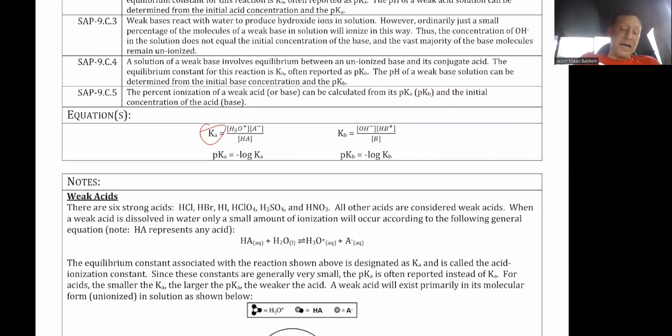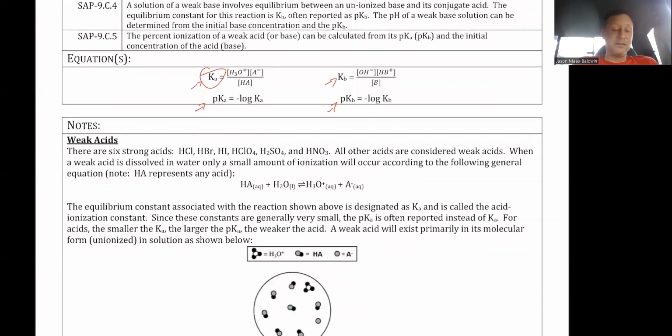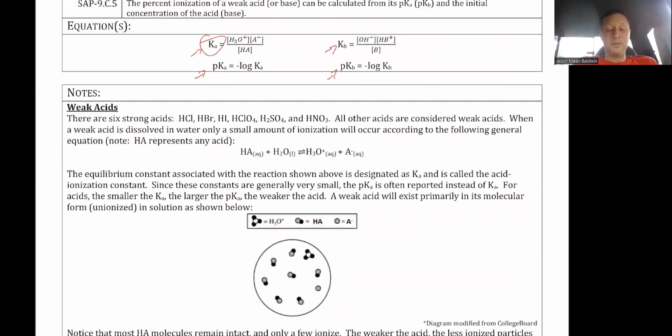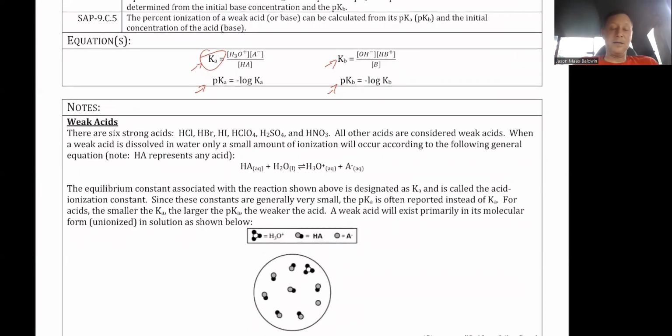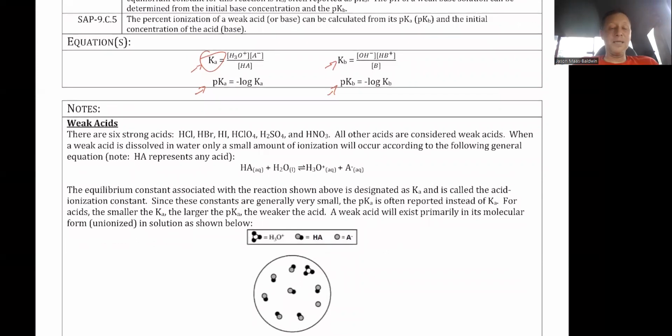But for acids, we express a Ka value, which can also be expressed as a pKa value, which remember, as a Ka value gets smaller, the pKa value gets bigger. Or for bases, we express the strength or relative weakness of a base in Kb or pKb. And the same is true. The smaller the Kb, the larger the pKb.